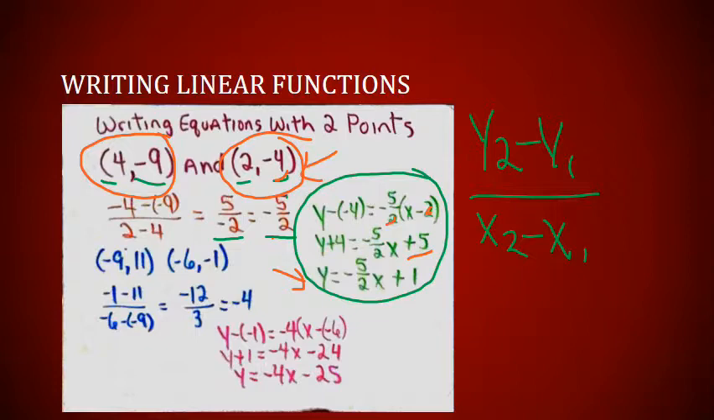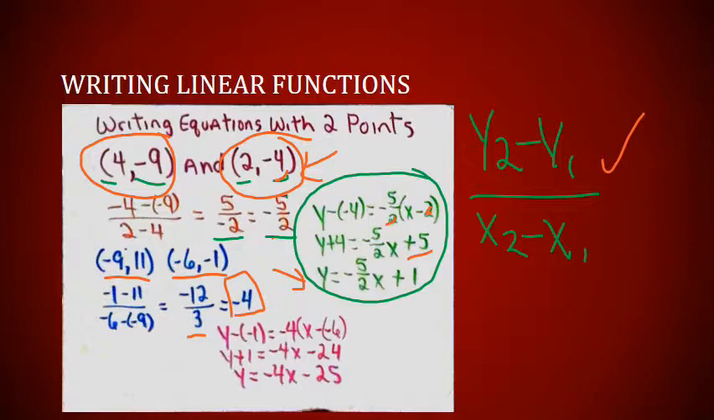Let's look at one last one here where we're given 2 points. Here I'm given two coordinates, -9, 11 and -6, -1. I'm going to plug it into my slope formula right here. So I got -1 minus 11 over -6 minus -9, or a +9. And -1 minus 11 is -12, and -6 plus 9 gives me 3. And so I got -12 over 3, which I can reduce here to -4.